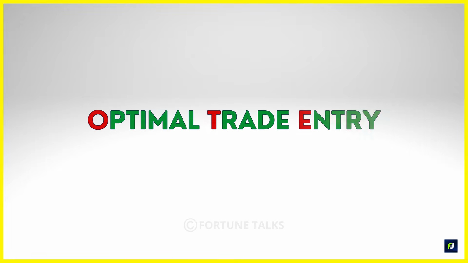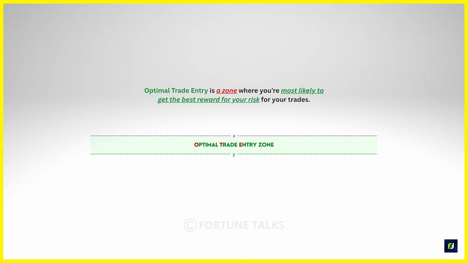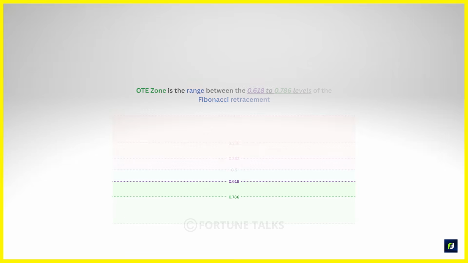First things first, let us understand what an optimal trade entry is. So the optimal trade entry, as the name suggests, is a zone where you are most likely to get the best reward for your risk. Just like I have mentioned, optimal trade entry is basically a trading model based on the retracement of price in a trending market. More precisely, an OTE is the range between the 0.618 to 0.786 levels of the Fibonacci retracement.